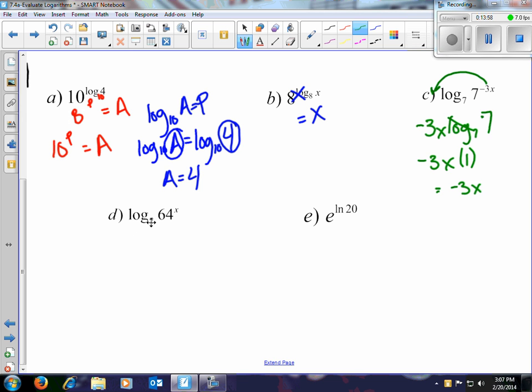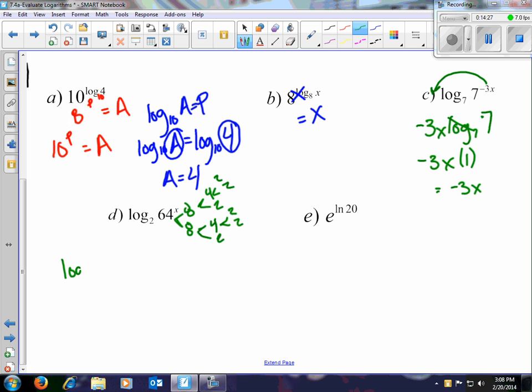Now, the thing that we notice about the next one is that I have 2 and then 64. So these don't match. But I can change 64 to be 2 to some power. So I can use my factor tree, and I can go to 8 and 8. And my 8s go to 4 and 2, 4 and 2. And then my 4 goes to 2 and 2, and 2 and 2. Now I have 1, 2, 3, 4, 5, 6 2's.